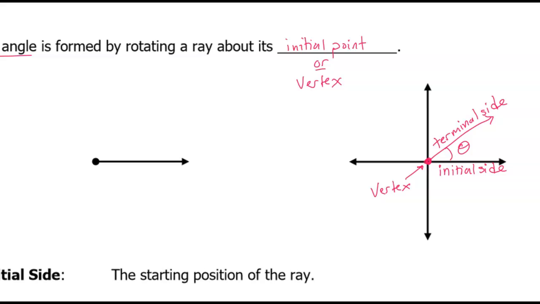Hopefully you're very familiar with angles. Like half of geometry was about angles. Not half, maybe not half. A lot of geometry.